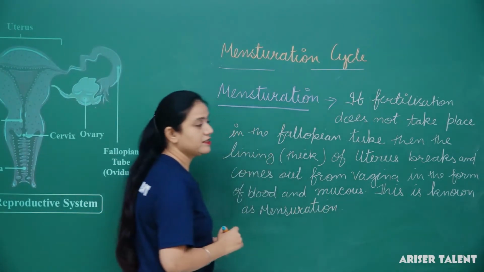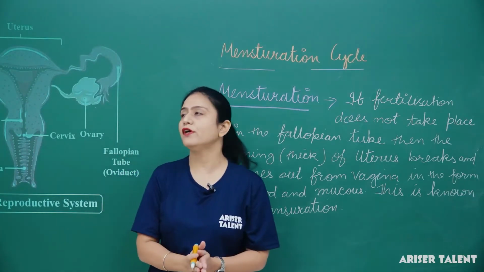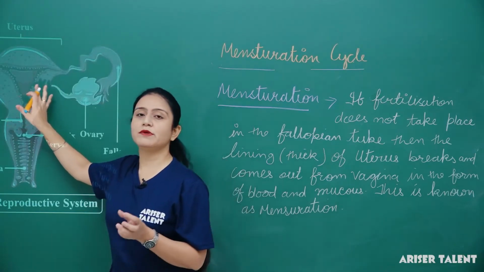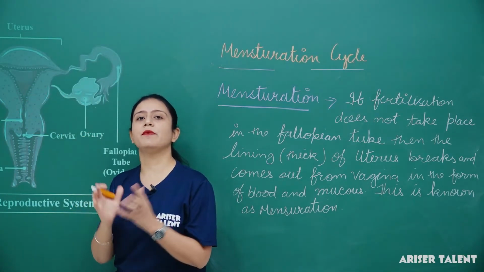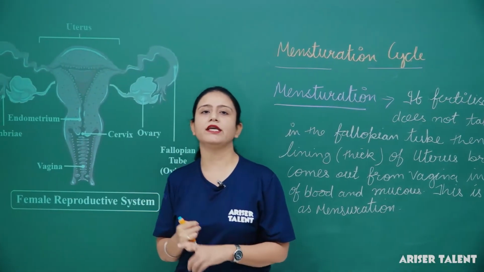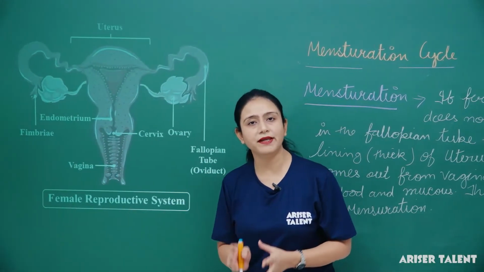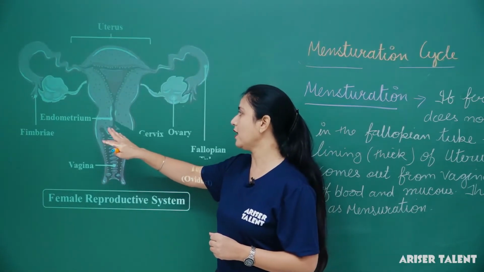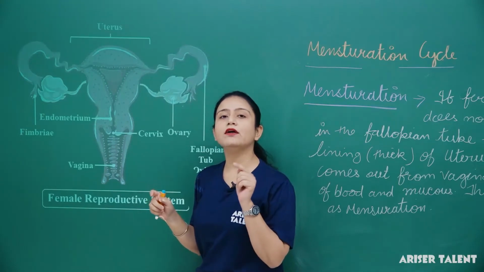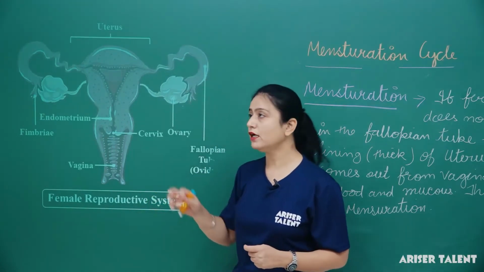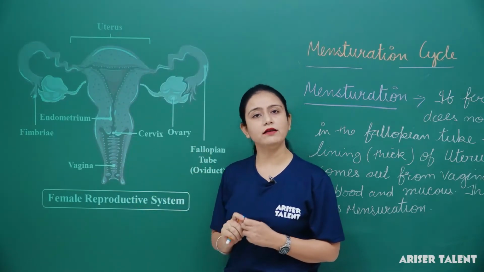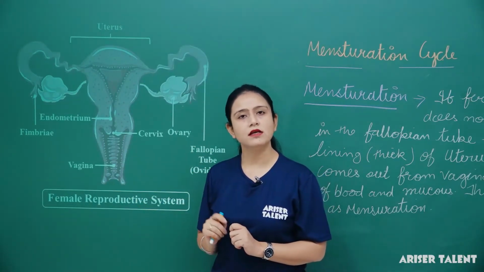Hope it is clear that at the time of fertilization, the walls of the uterus become thick. The uterus prepares its walls to accept the fertilized egg. But if fertilization does not take place in the fallopian tube, then these thick walls, the lining of the uterus, break and come out from the vagina in the form of blood and mucus. This process is known as menstruation.